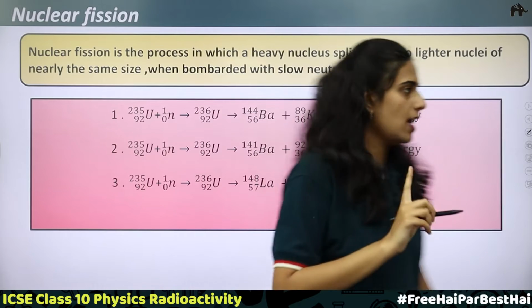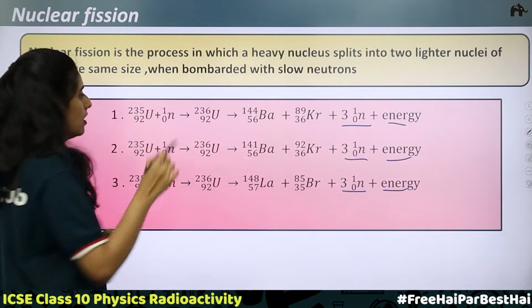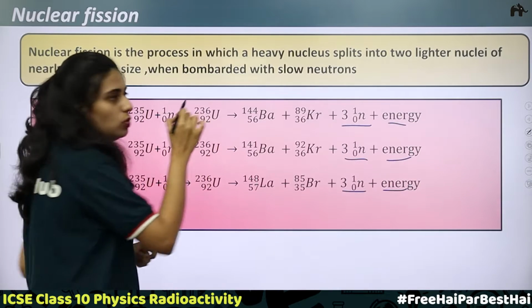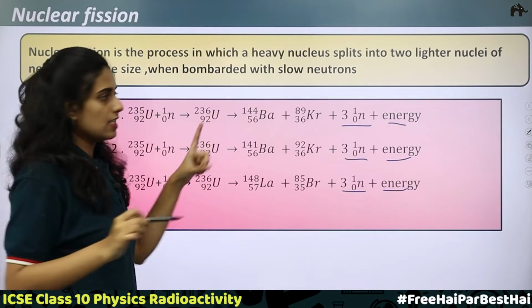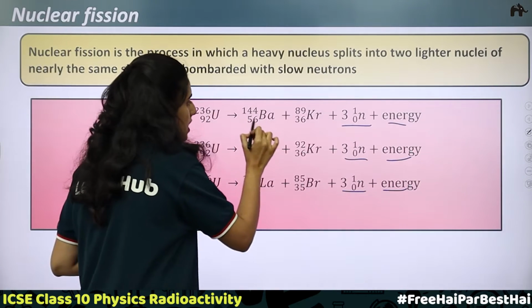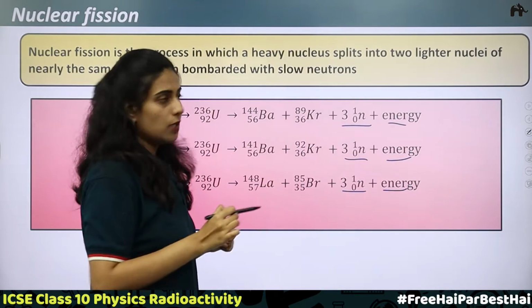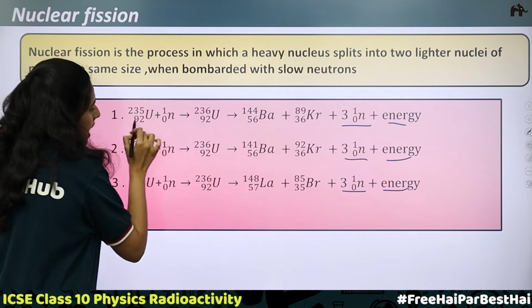So the first reaction: uranium-92-235 with a neutron gives the unstable nucleus uranium-236, with atomic number 92 and mass number 236. It forms barium-56-144 and krypton-36-89.